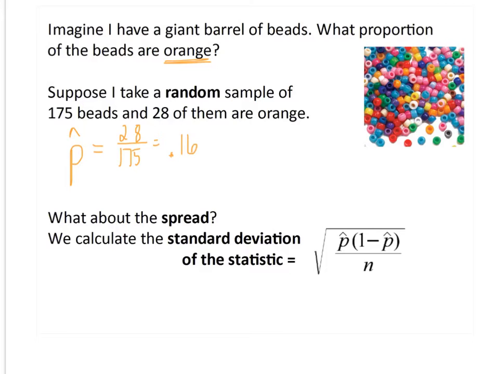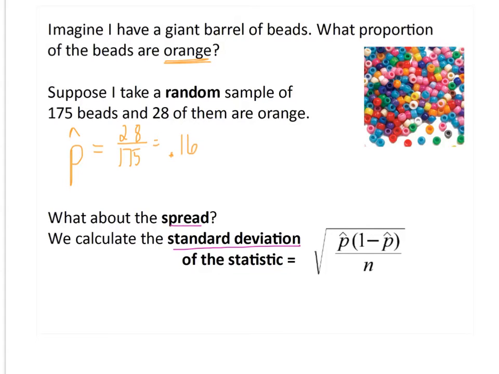So when we think about samples, we have the center, but then we also have a spread. What about the spread? Thinking about how often I would get 0.16, or how my samples are going to vary from 0.16 and give me a spread to my sampling distribution. We've talked about spread a lot in this class. Spread goes with standard deviation.